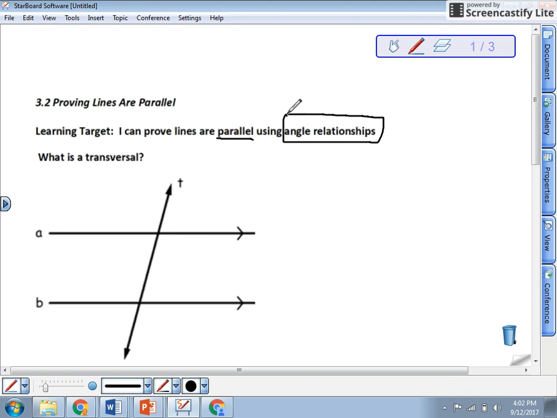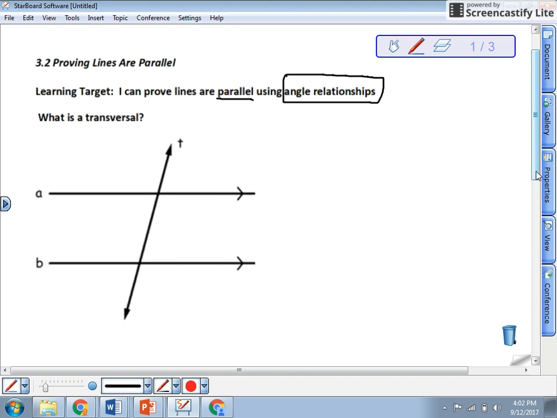So first thing, what is a transversal? We talked about this yesterday, but again, a transversal is a line that intersects two or more lines. Okay, and there's an example of a transversal there in red.